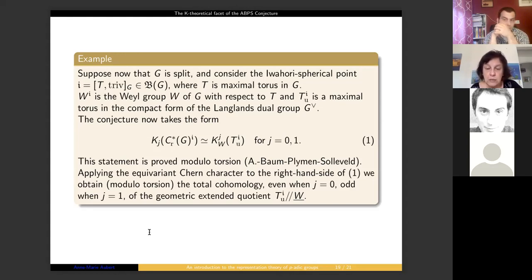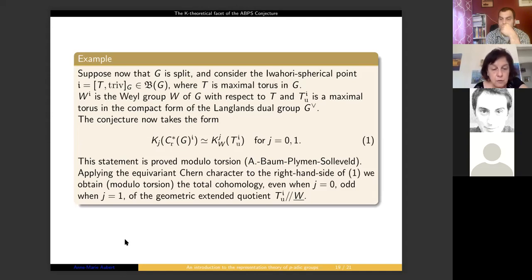And T_u is the maximal compact subgroup of T. But this T can be viewed as a maximal torus in the Langlands dual group G check of G, which is a complex Lie group with root system dual to that of G. For instance, if G is GL_n over F, G check is GL_n over C, and if G is SL_n over F, G check would be PGL_n over C.